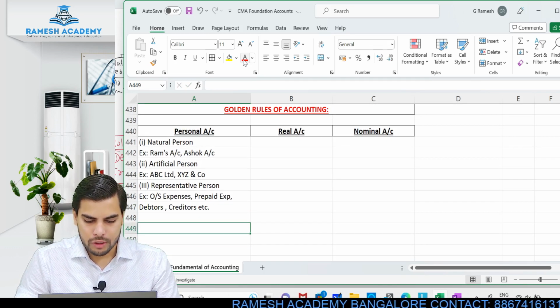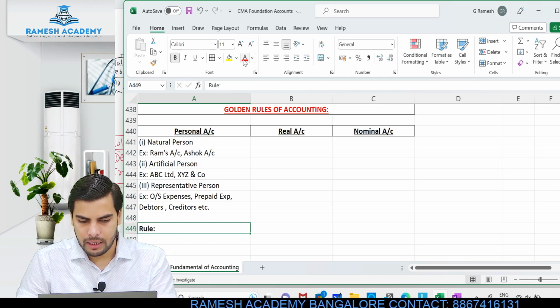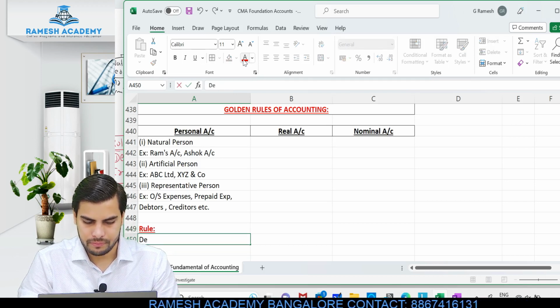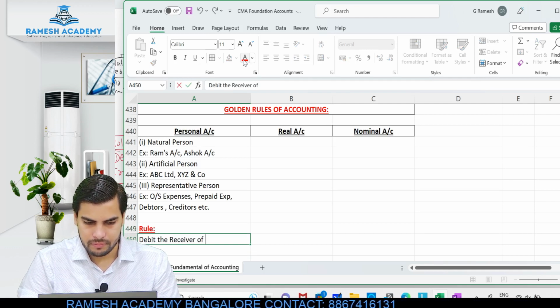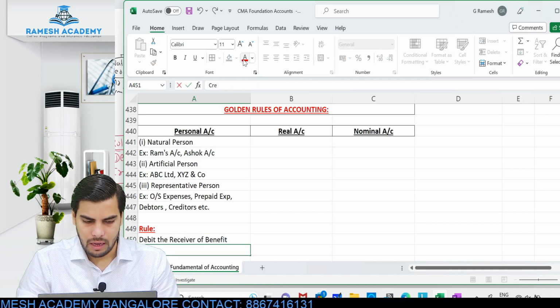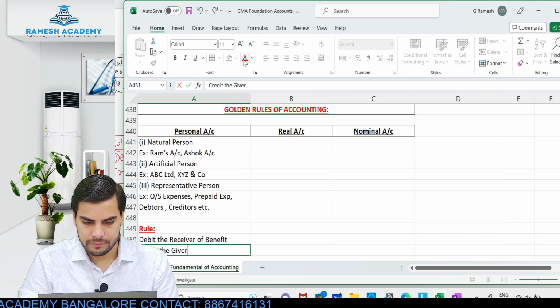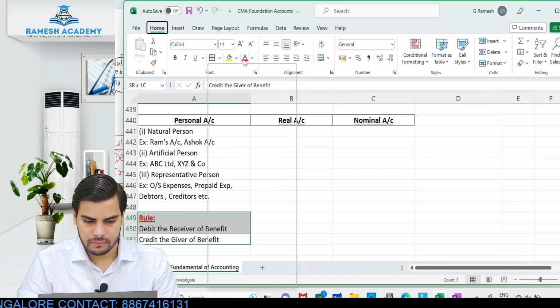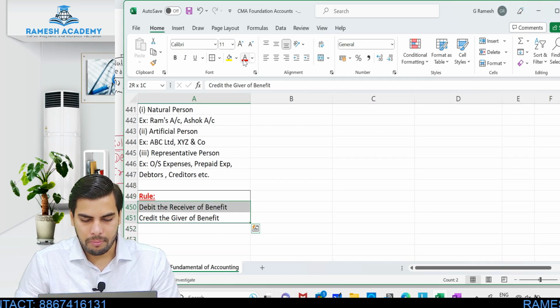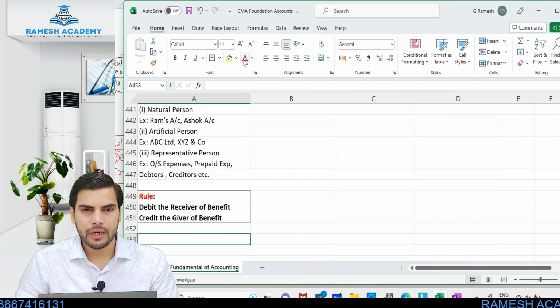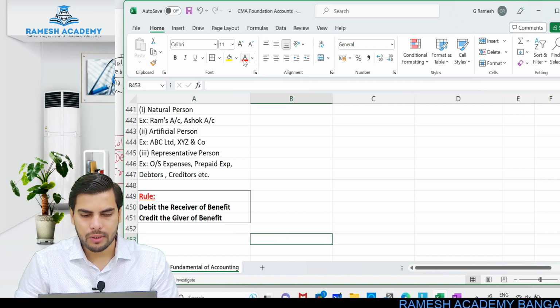And what would be the rule of this personal account? The rule of personal account would be like this: debit the receiver of benefit and credit the giver of benefit. So debit the receiver and credit the giver is what we call it. The complete rule is debit the receiver of benefit and credit the giver of benefit. This would be the rule. Simple. If you remember this much, more than sufficient.